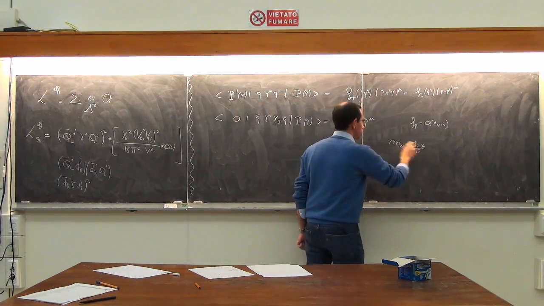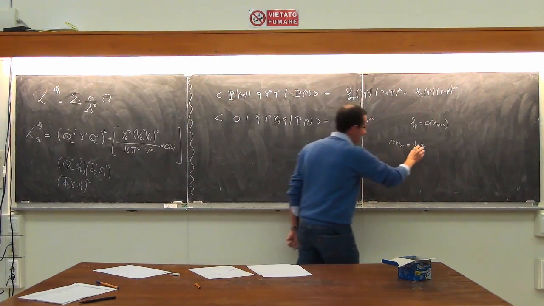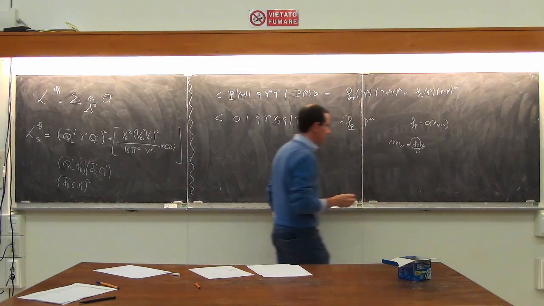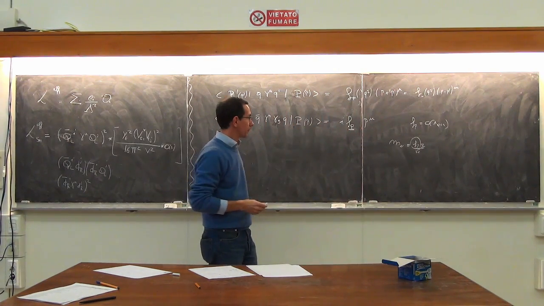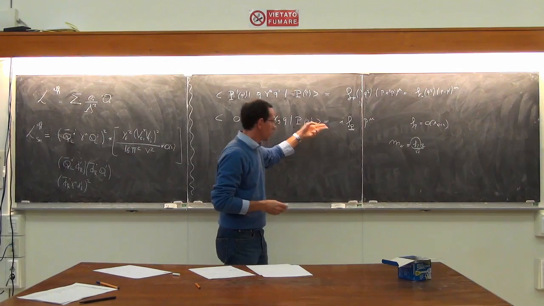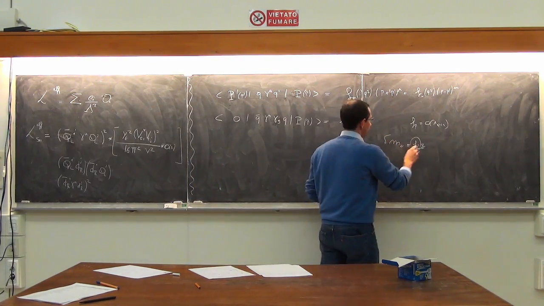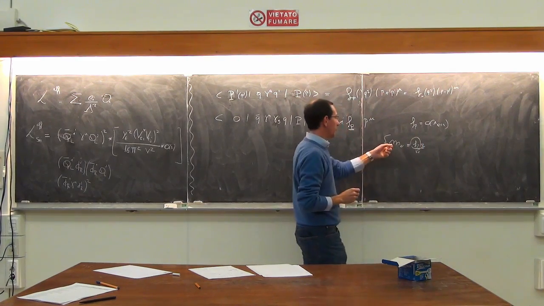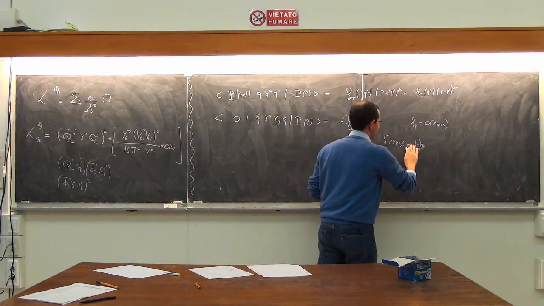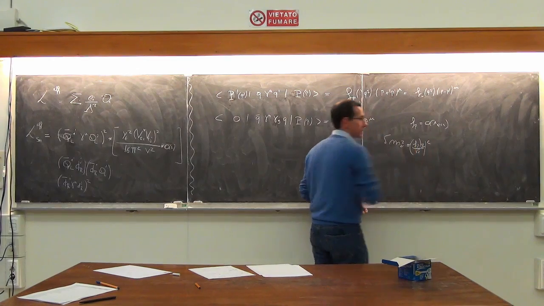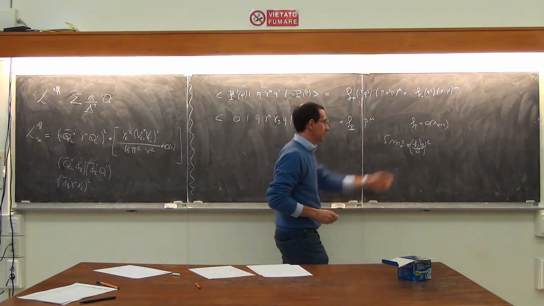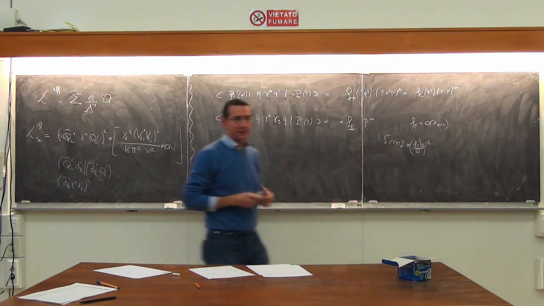In other words, this f pi is something that we measure from the pion decay constant. And if you want, there is a contribution to the W mass squared from QCD which is of this size. It's tiny, but it's there.